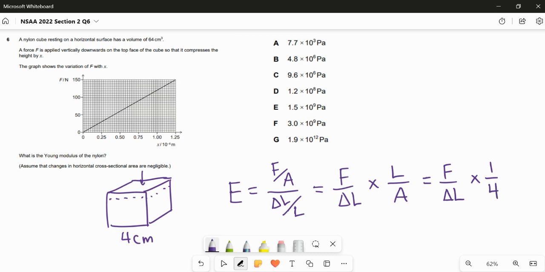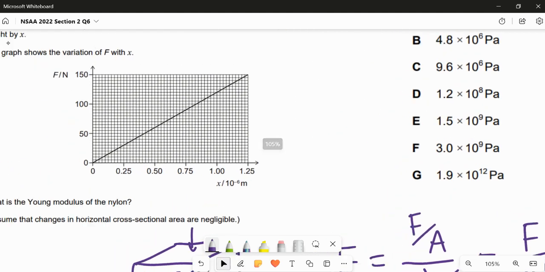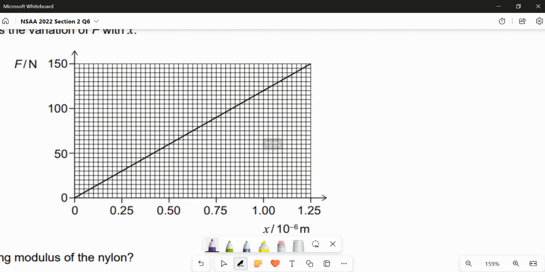And then F over delta L, if you notice, is just the gradient of this graph. So we need to try and think of a good value to use here in order to work out the gradient. So F over X or F over delta L. So zooming in, maybe it'd be a good idea to look at 1.